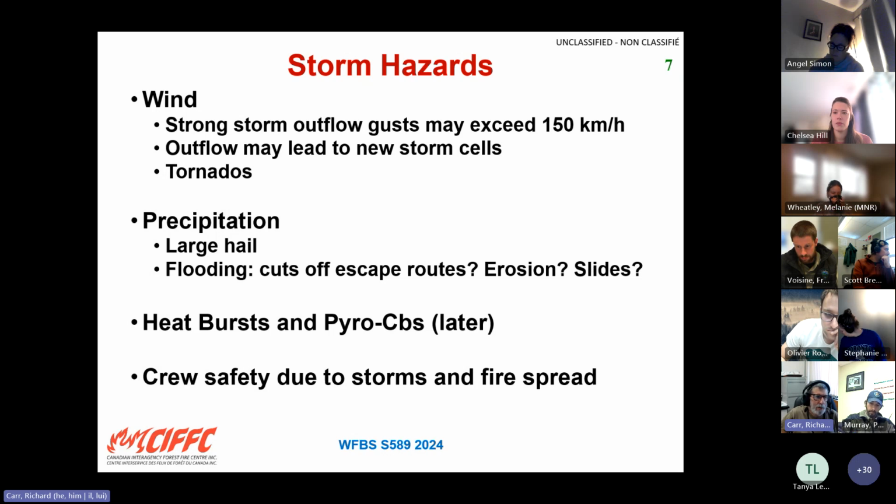Precipitation: besides heavy rain, of course, we can get large hail, which can be dangerous if it gets big enough. Heavy rain can cause other types of problems like washing out escape routes and things like that, creating erosion, resulting in slides. So all sorts of potential problems there. We'll talk a little bit about heat bursts and pyrocumulonimbus clouds later in the presentation, and emphasize crew safety due to storms and fire spread as well, since all of these can play a part in keeping safe out there in the bush.